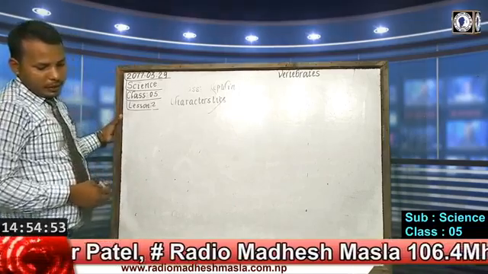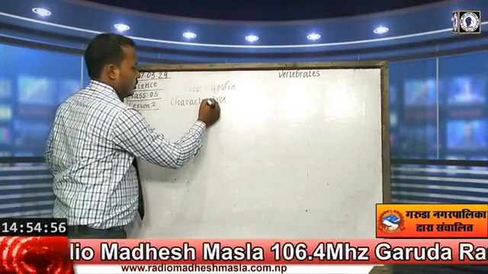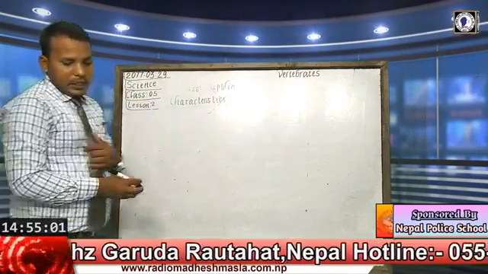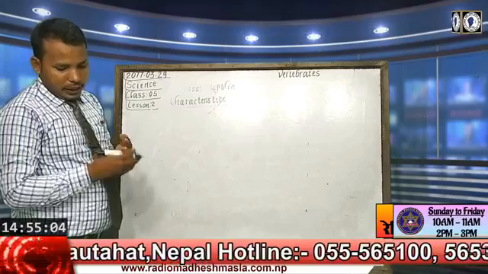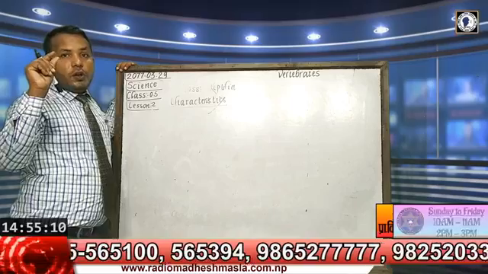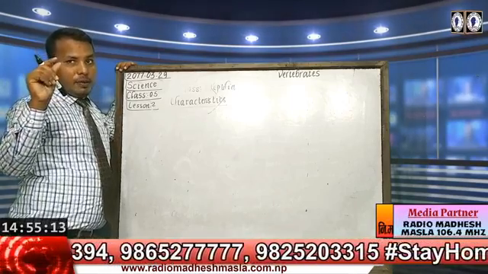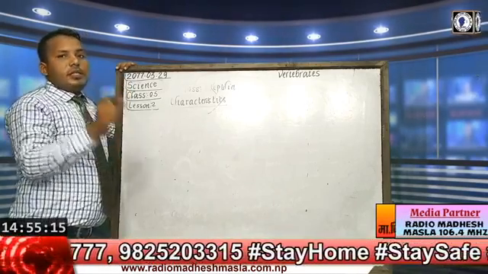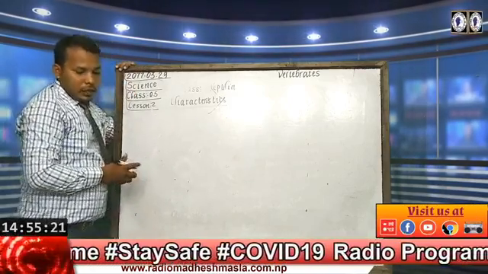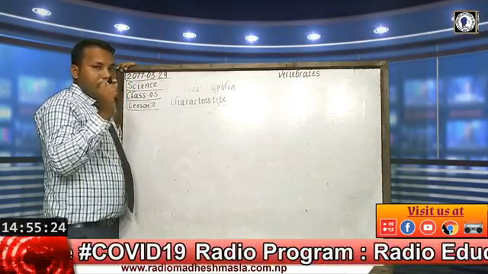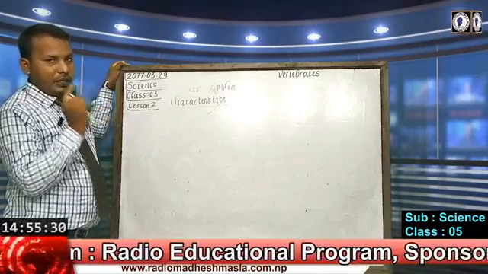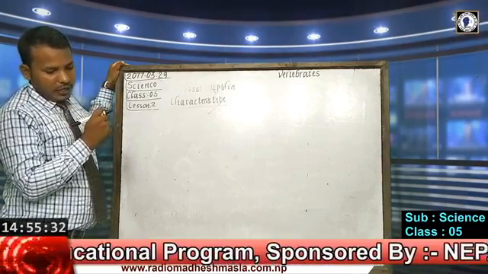Characteristics of reptilia. Their body is divided into head, neck, trunk and tail. In amphibians, the neck is absent. Remember in your mind. In amphibians, the neck is absent, but in reptilia, they have a neck in their bodies. They have a head, neck, trunk and tail, isn't it?